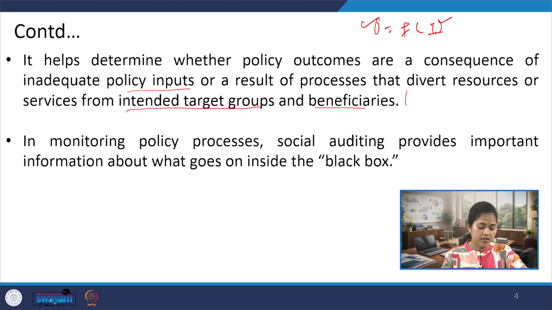And moreover, in monitoring the policy processes, this social auditing system provides very important information about what is happening within the processes, because the process is taken as a black box that is not known very clearly. But when the social auditing framework is adopted, the monitoring happens through the policy processes as well. So we can find out what is happening inside the black box. That is another benefit of social auditing.